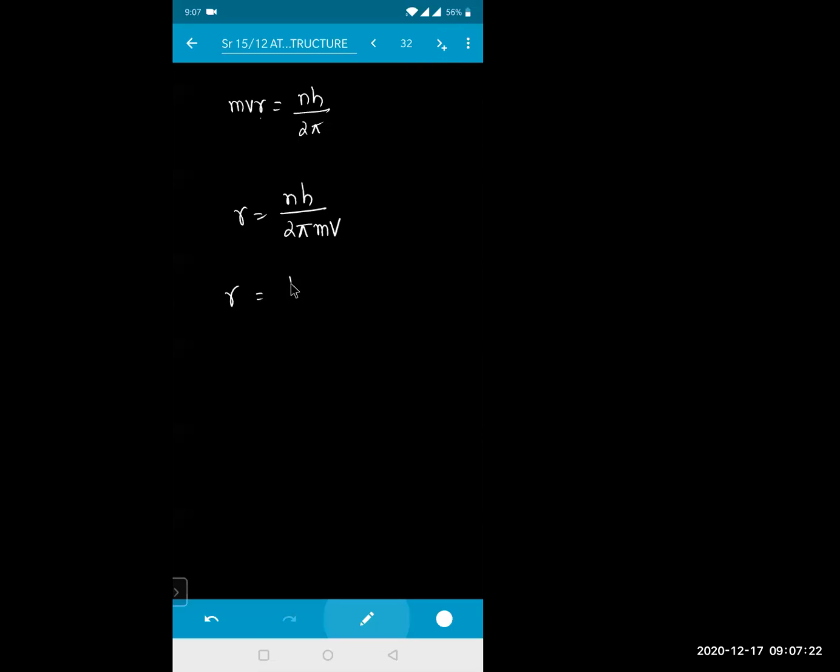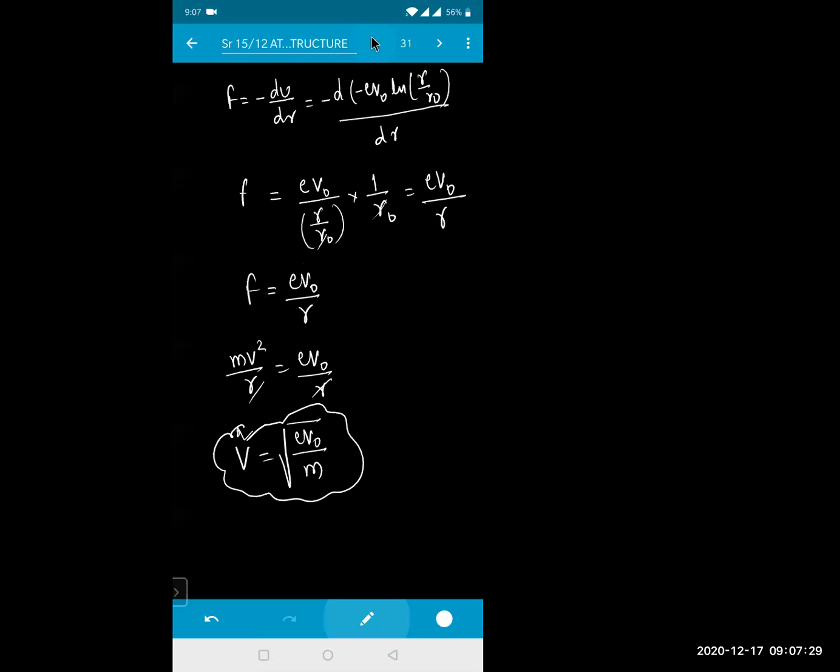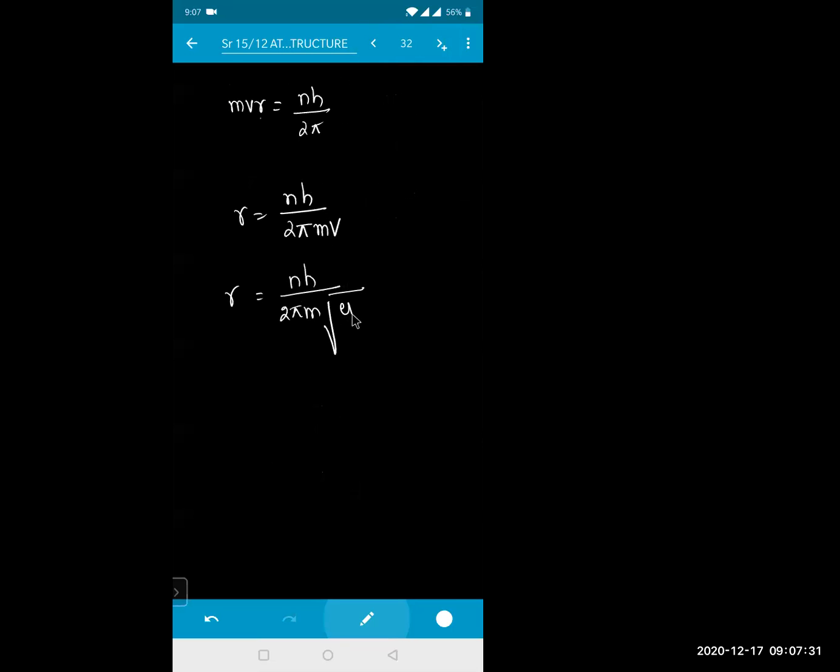So R is equal to n into h divided by 2 pi into m into v. Here also the root comes. So this will be e into v0 divided by m. Simplify this and see what the radius comes to. nh by 2 pi into under root of e v0 into m. Did you get it? So this is your answer.